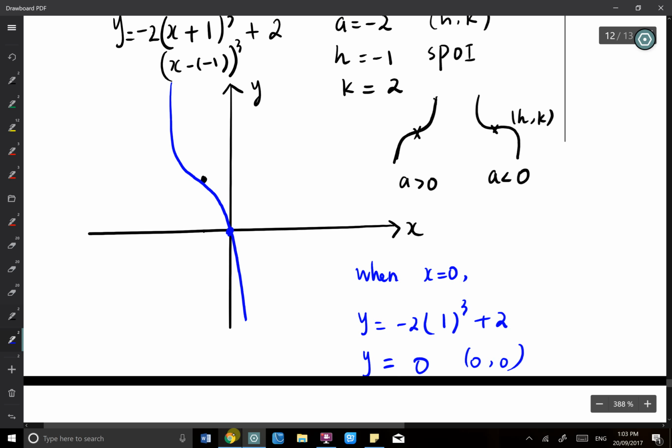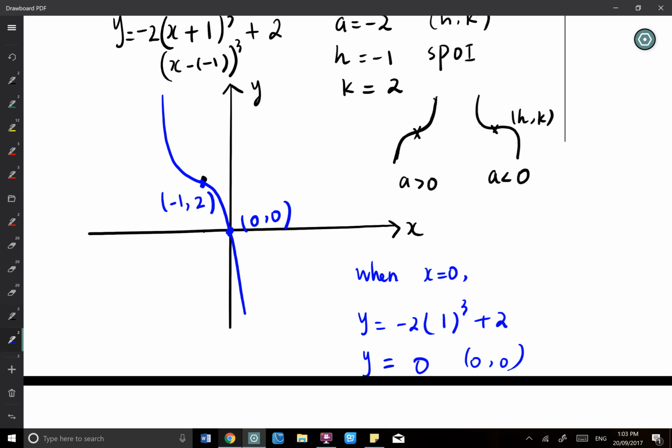My shape does not look nice. So you have the stationary point of inflection here, and then it passes through the point (0, 0). The stationary point of inflection is (minus 1, 2), and you also know this graph passes through the point (0, 0), and it's a decreasing function because a is less than 0.